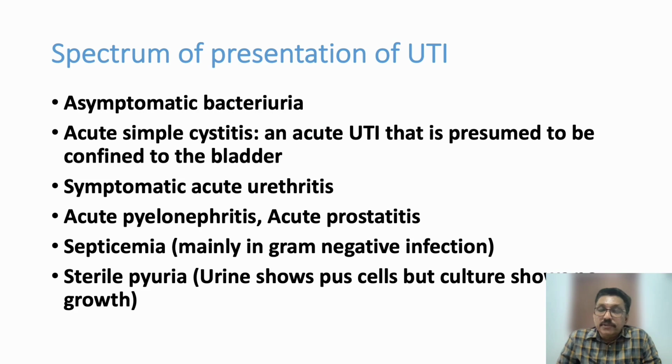They are not actual pus cells, they are only WBCs. So shedding of cells is very common in elderly individuals, and that itself can produce pyuria. It looks like pus in the urine, but it is not actual pus. So we have to take a detailed history and clinical examination. All these things are important.